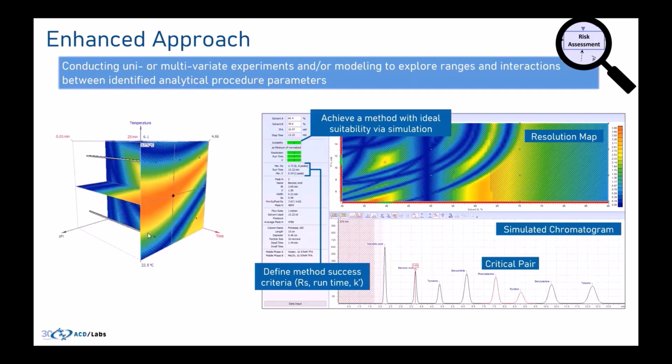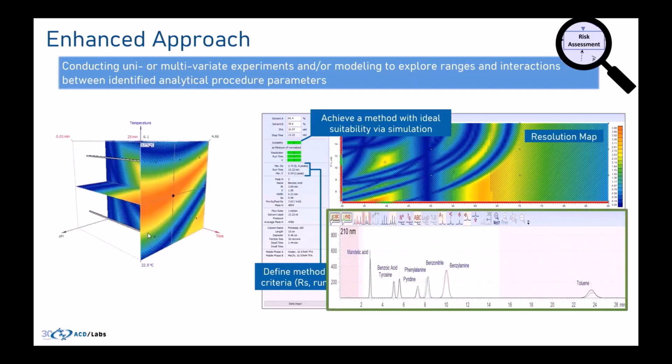Now, by sampling the entire design space, you can also identify areas with maximum robustness, so changes in temperature or gradient won't dramatically influence the separation quality. You can also identify the edges of failure just by looking at the resolution maps. So once the most ideal conditions are identified by chromatographic simulations, you can actually acquire the data under those suggested method conditions to verify that you have a successful method.